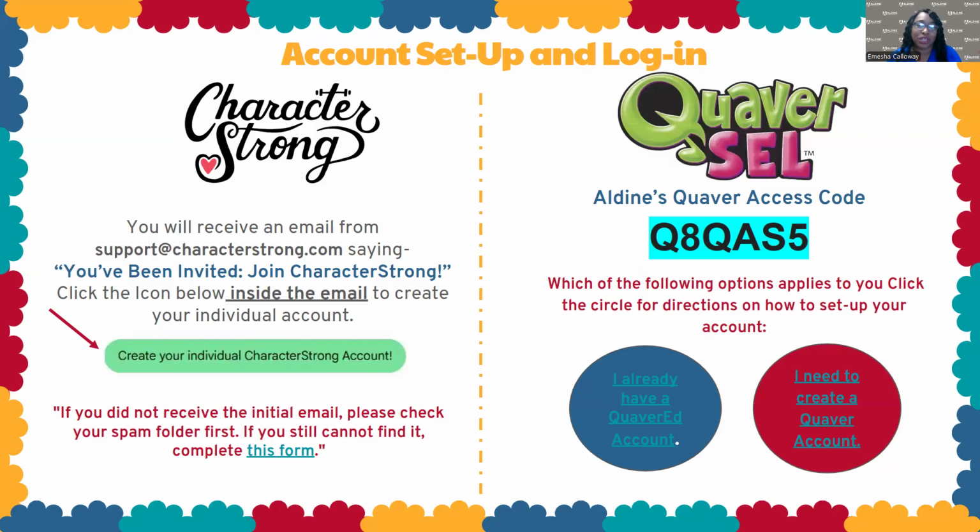Now let's go ahead and move on to CharacterStrong. For all users, new and returning, the first thing is you want to look for an email from support@characterstrong.com. The email subject line will state you've been invited, join CharacterStrong. Open the email and click the invitation button icon. Follow the prompts to create or activate your personal teacher account. Be sure to use your district email address for registration.